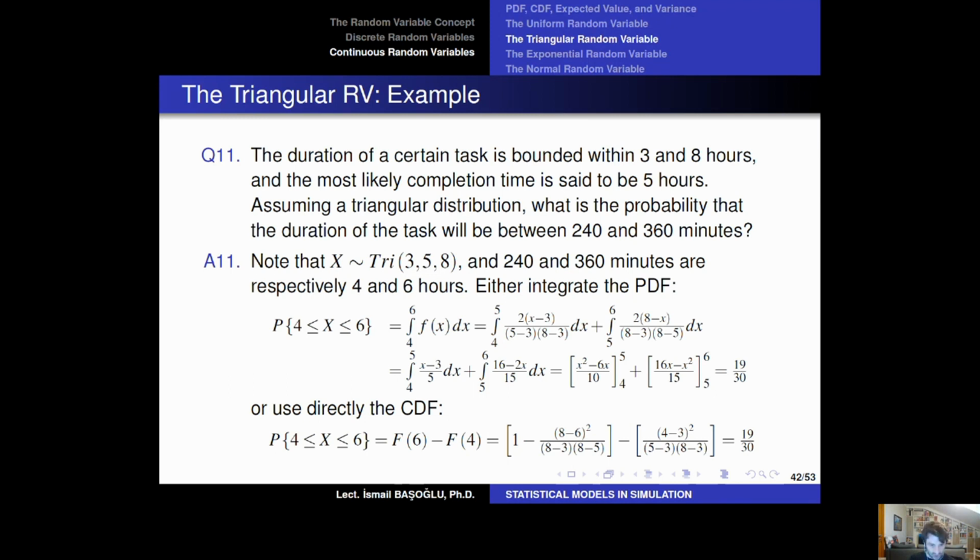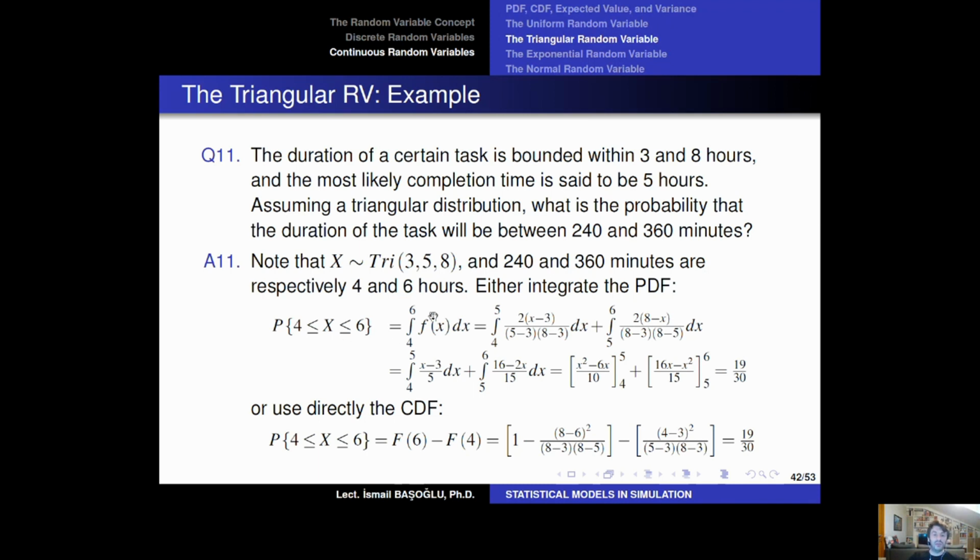So what we are going to do is, we are going to convert these 240 and 360 minutes into hourly units, because the way that we have modeled this random variable was hourly. Okay, so the parameters are defined in hourly units. So 240 minutes is 4 hours and 360 minutes is 6 hours. We are looking for the probability of x to be between 4 and 6.